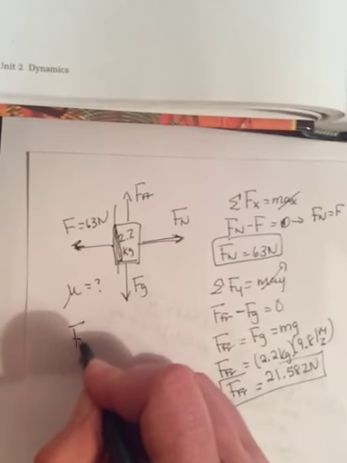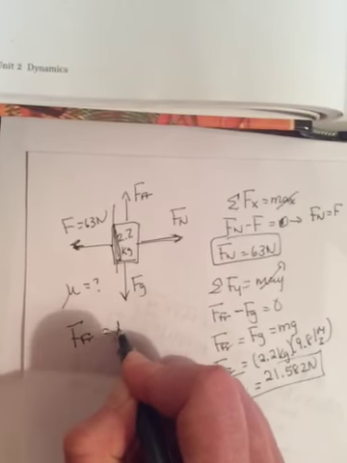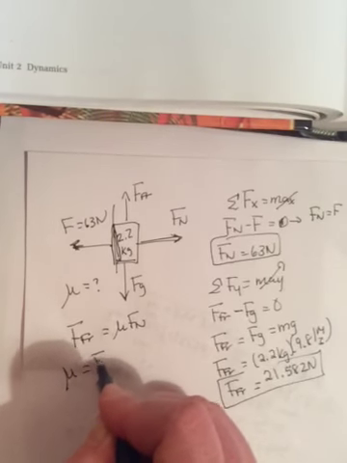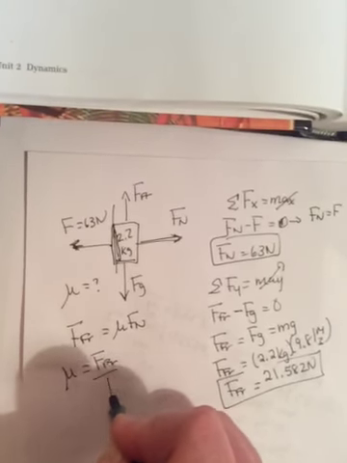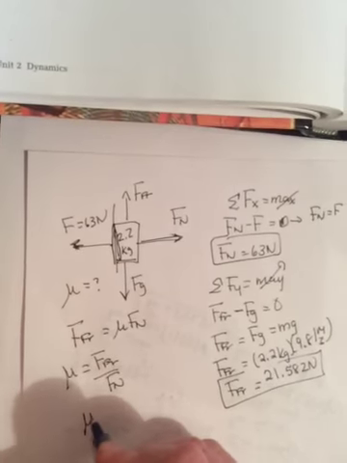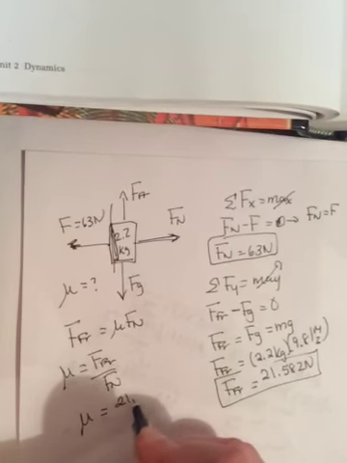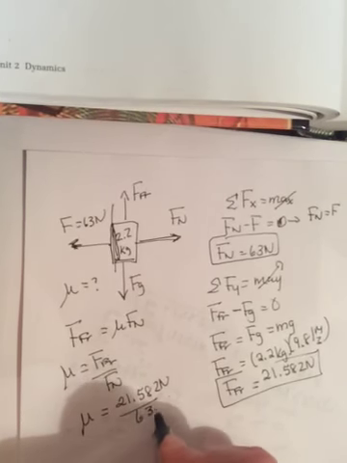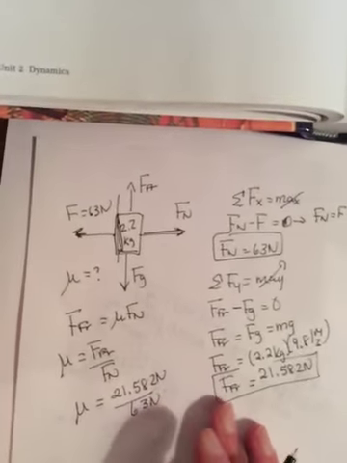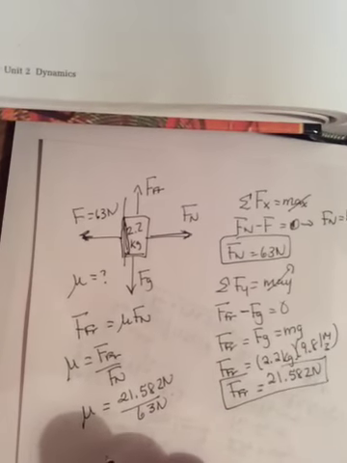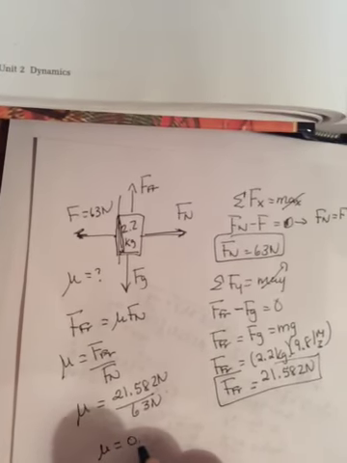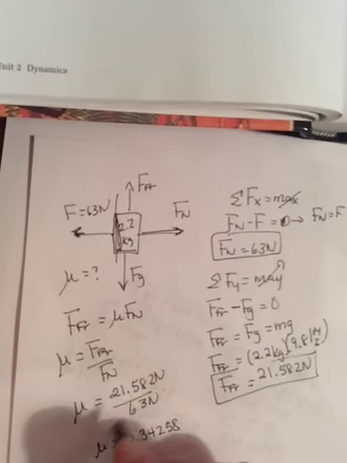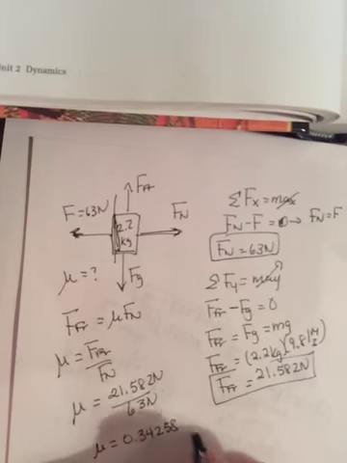And now use your Ffr is equal to mu Fn and solve for mu. So mu equals friction divided by Fn. So mu equals 21.582 newtons divided by 63 newtons. So that's going to be close to 0.3, a little bit bigger. 0.34258. When I said 0.3, I was thinking repeating because it's almost 1/3.